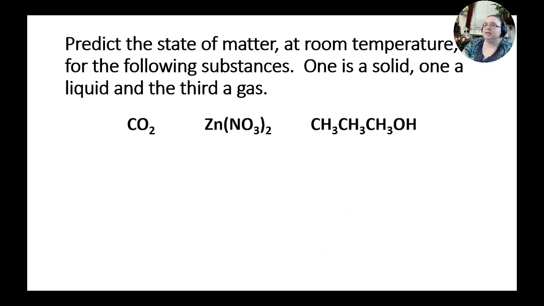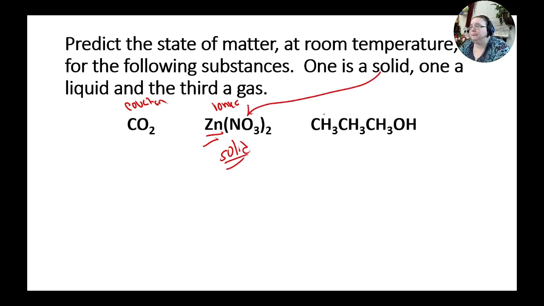Alrighty, so this one, what's the state of matter? Which one of these things is more likely to be a solid? One's a liquid, the third's a gas. Easiest way, let's figure out the kind of bonds. C and O, that's covalent. Zinc, ooh, that's ionic. That's going to be my solid, because I only got one solid, so that's got to be my solid. I got a whole bunch of C's and H's, with an OH here at the end. Okay, well, this is covalent because it's a whole bunch of nonmetals.